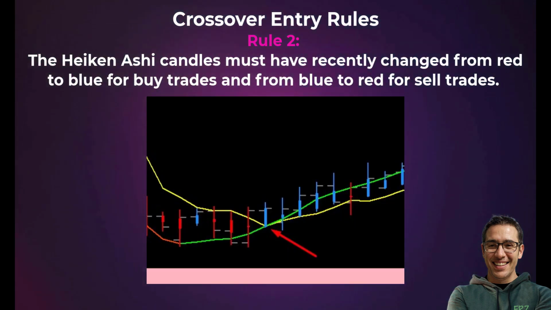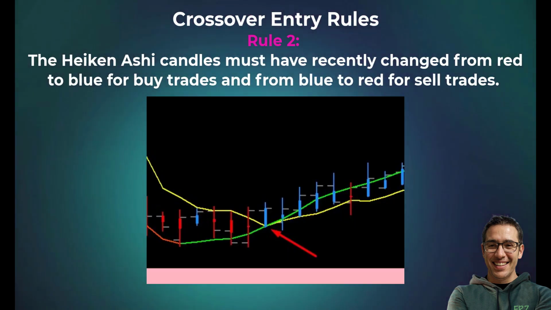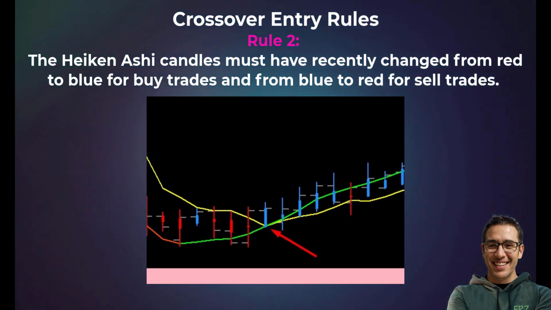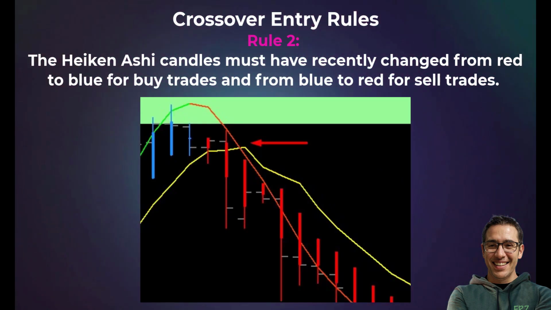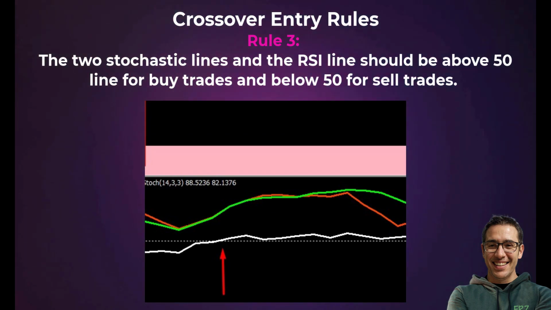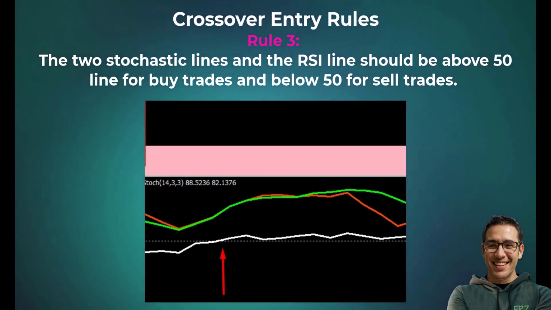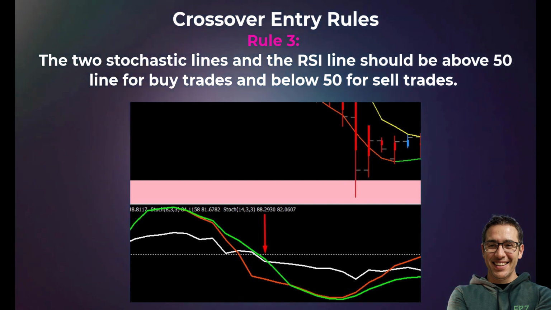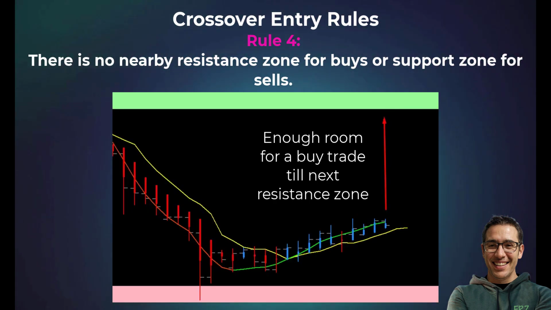2. The Heikin Ashi candles must have recently changed from red to blue for buy trades and from blue to red for sell trades. 3. The two stochastic lines and the RSI line should be above the 50 line for buy trades and below 50 for sell trades. 4. There is no nearby resistance zone for buys or support zone for sells.